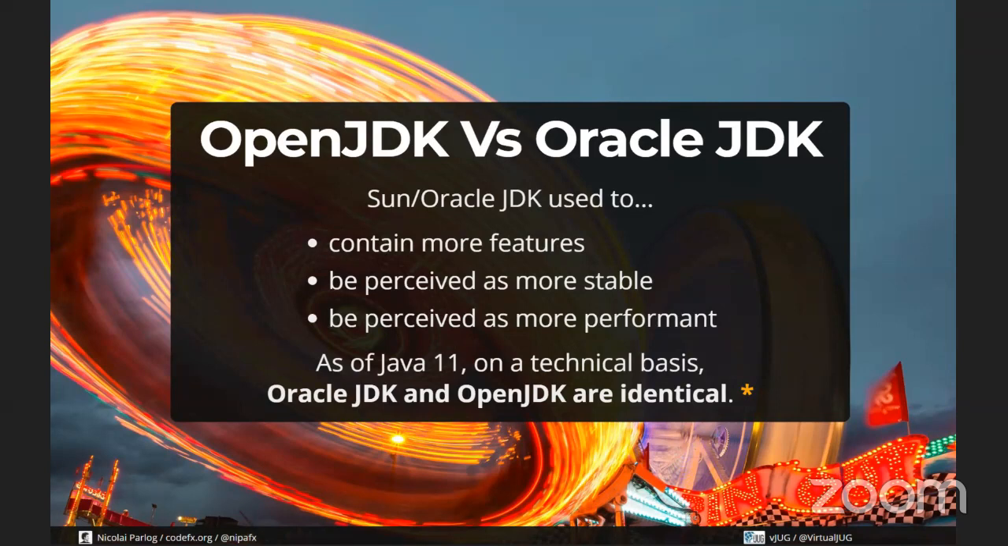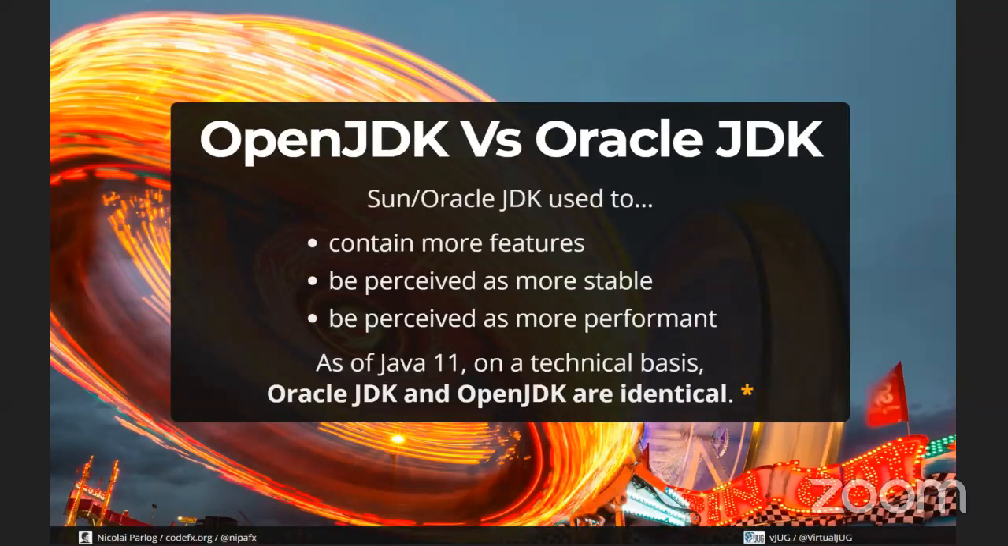So those JDKs used to contain a little bit more features. They were perceived as more stable, for which I have no indication that is actually the case. I know no fact that proves that, but that doesn't mean it's wrong. I might just not know it. And they were also perceived as being more performant. And this is only true in very limited areas.